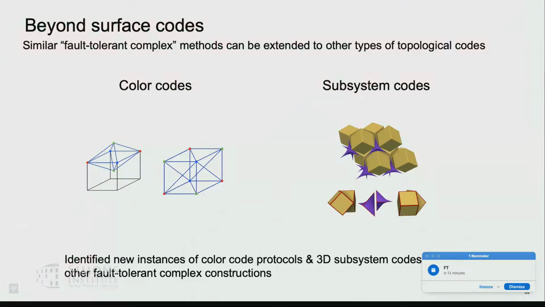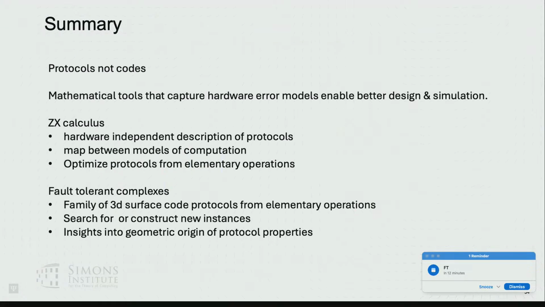I won't say much more on this, but the same idea of fault-tolerant complexes can be applied to other topological codes or systems. So you can look at the same kind of models for color codes, for subsystem codes. And in both cases, that allowed us to find new instances that weren't in the literature already by running a similar kind of search or construction. So I think I'm out of time.